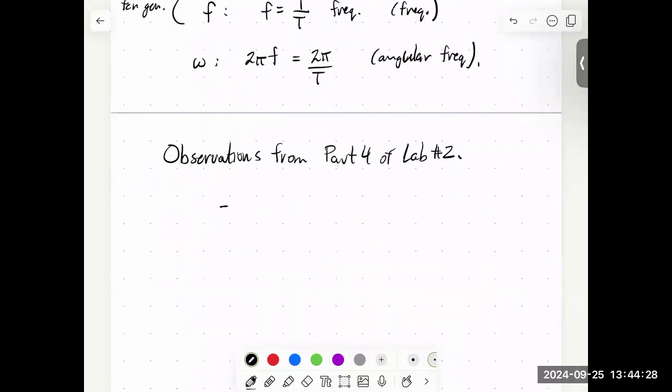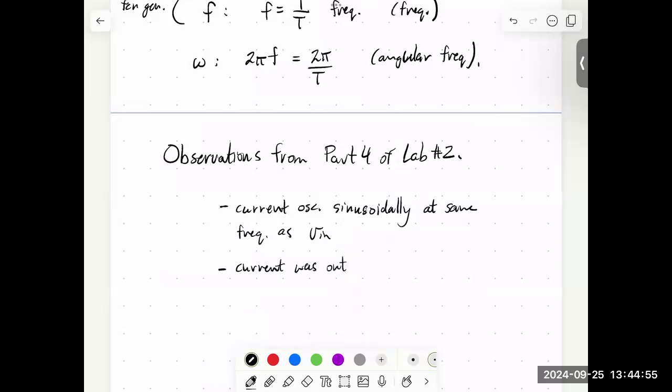So the current oscillates sinusoidally at the same frequency as Vn, or the signal provided by the function generator. The current was out of phase with Vn.